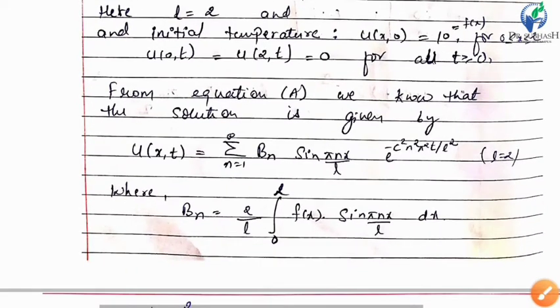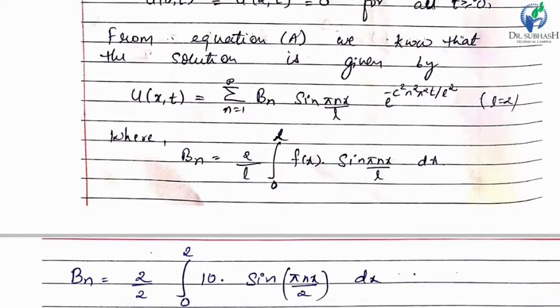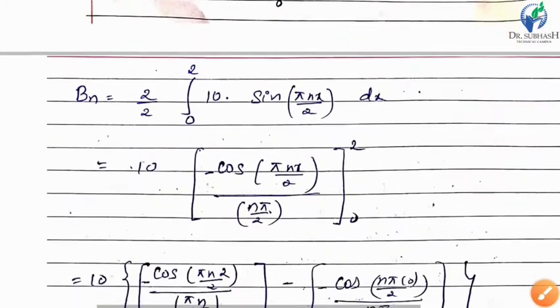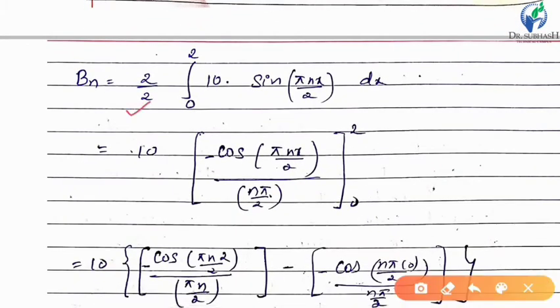Now, from equation A, a solution is given by u(x,t) = summation n = 1 to infinity b_n sin(nπx/L) e^(-c²π²n²t/L²), where b_n is (2/L) ∫ from 0 to L f(x) sin(nπx/L) dx. We will put here L = 2 and we'll put the function f(x). So we are putting here L = 2 and our function is 10. Here also we'll put L = 2. So this 2 will get cancelled.